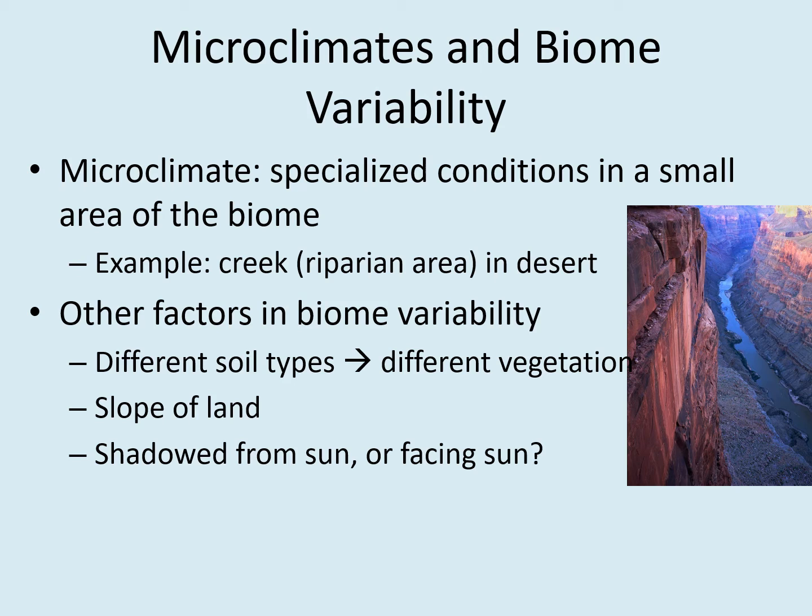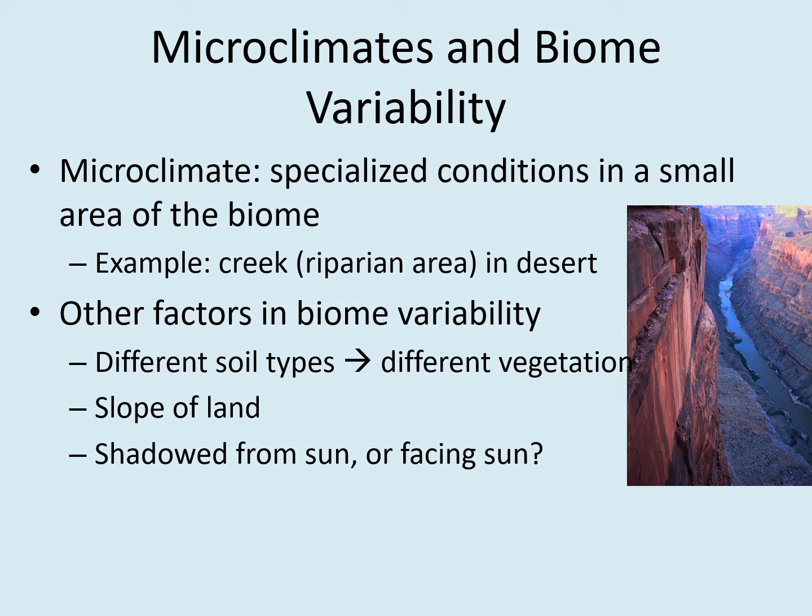Sometimes you will find unique areas within a biome that allow for microclimates. So these are specialized conditions in a small area of the biome. And in the picture in the slide, we see a river flowing through a canyon in the desert. And so the area right around the river is going to have a different microclimate and miniature biome where you'll see different plants and animals from the rest of the biome.